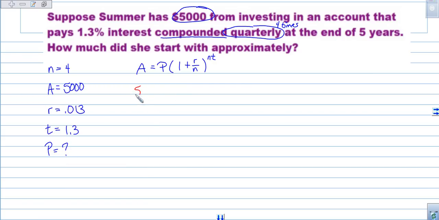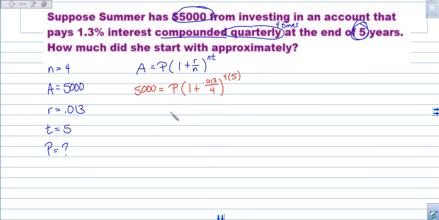So we've got $5,000 equals the P times the 1 plus 0.013 over 4 raised to the 4 times 5. And I don't know why I did 1.3 down here. I sincerely apologize. I hope you caught that. It should have been 5. I don't know why we're at 1.3. Our time was 5 years right there.